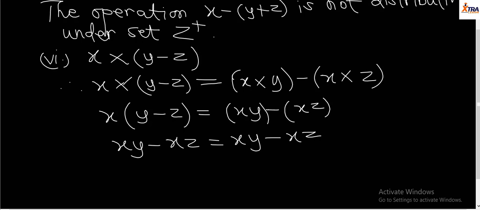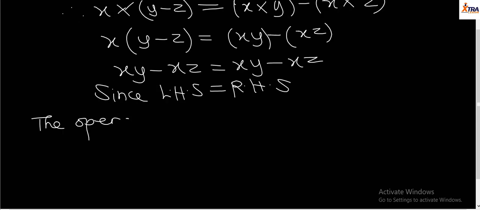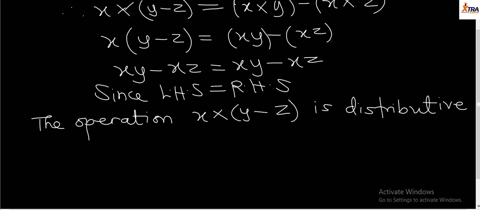So looking at these two, we realize that both of them are equal. Because they are equal, then I can say that since the left hand side is equal to the right hand side, then the operation x times y minus z is distributive under set Z plus.